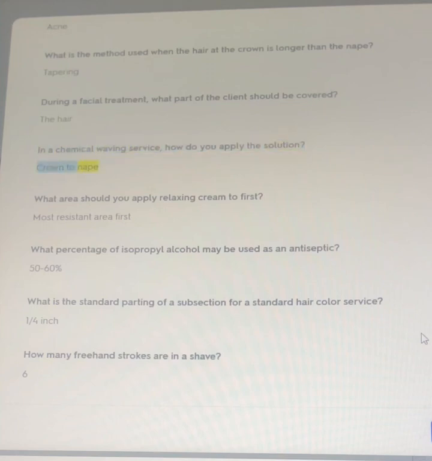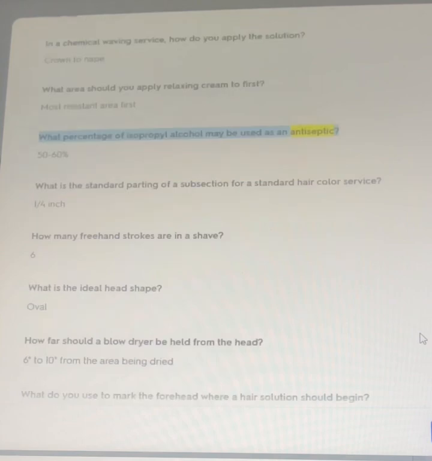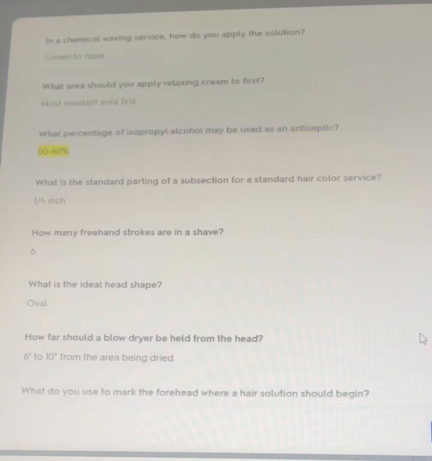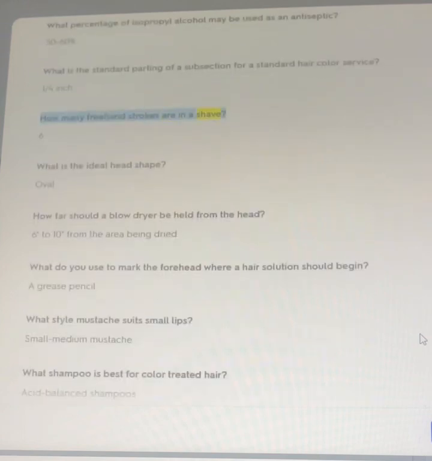Crown to nape. What area should you apply relaxing cream to first? Most resistant area first. What percentage of isopropyl alcohol may be used as an antiseptic? 50 to 60%. What is the standard parting of a subsection for a standard hair color service? A quarter inch. How many freehand strokes are in a shave?